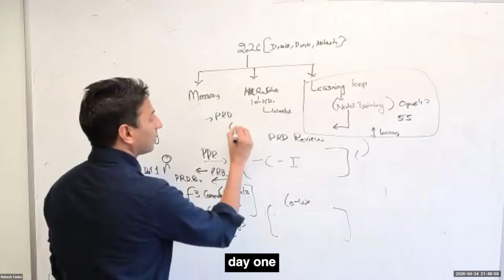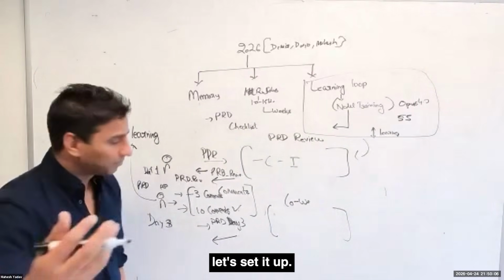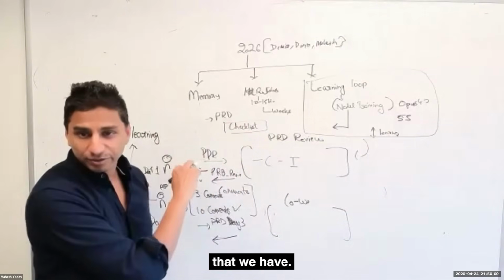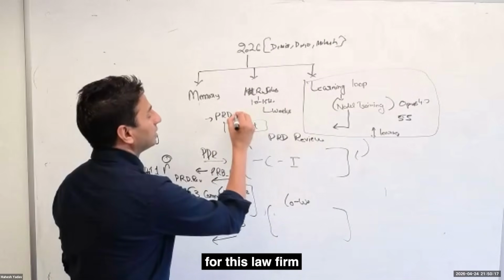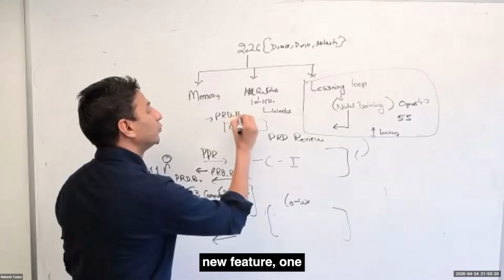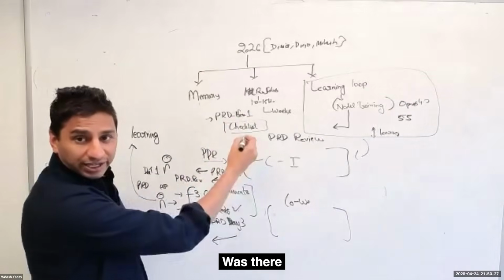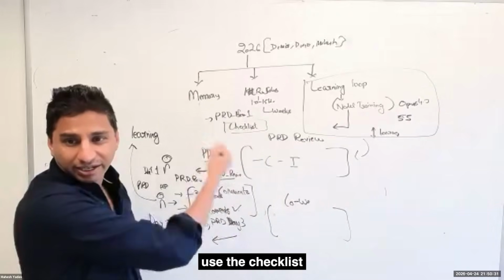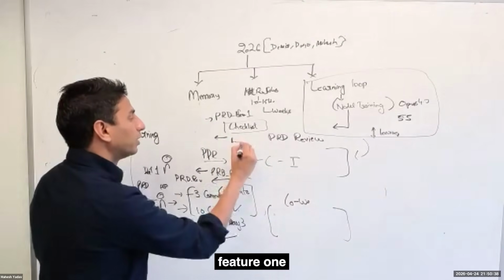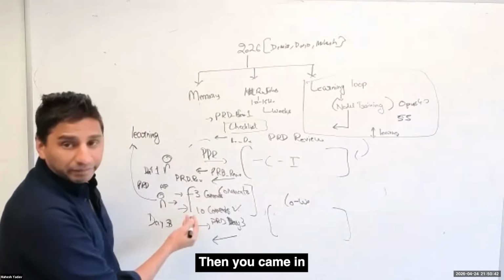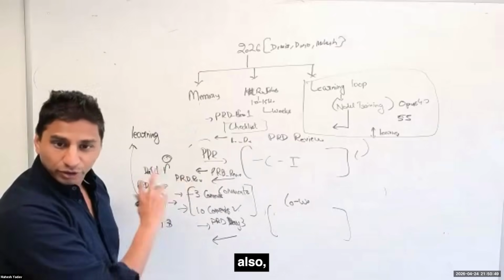But are you giving it the day 1 PRD or the day 3 PRD? You've updated the skills, right? Let's set it up. There is a checklist in a folder that we have. We always use the checklist as a team. Our new PRD comes in. Let's call it the PRD for this new feature, feature one. The checklist was there. The prompt was, hey, use the checklist and give me review comments. Review this PRD based on the checklist. You got a PRD back, feature one reviewed. This is what you had. Then you came in and removed 3 comments and added 10 comments. This was feature one. Good.